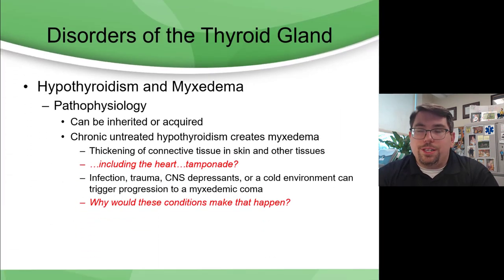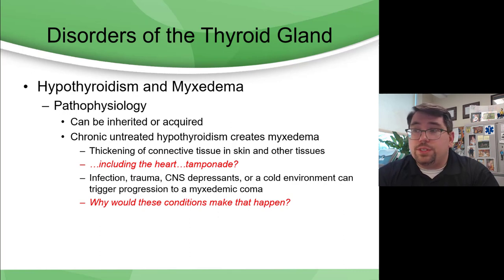Now with hypothyroidism, on the other end of the spectrum, also referred to as myxedema, it oftentimes can be inherited or it can be acquired just normally throughout life. Chronically untreated hypothyroidism creates myxedema. We see thickening of the connective tissues, the skin, and the other tissues like the heart, which can lead to an onset of even something like a cardiac tamponade.